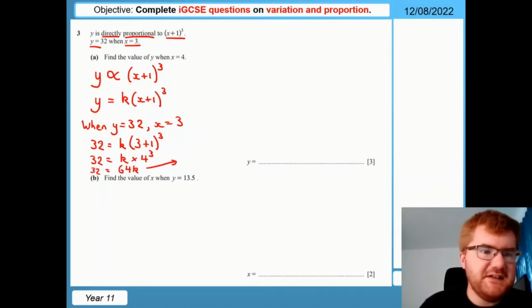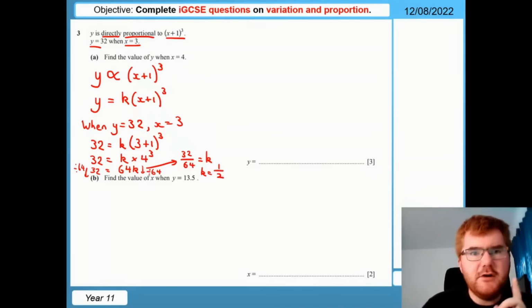If we simplify this down, then that means that k is equal to a half. So again, we haven't finished the question. It's a 3-mark question now, not a 2-mark. So there's going to be a little bit extra that we need to do.